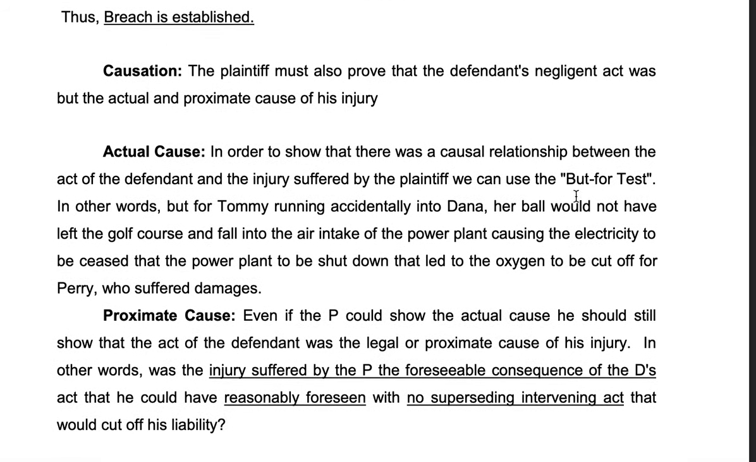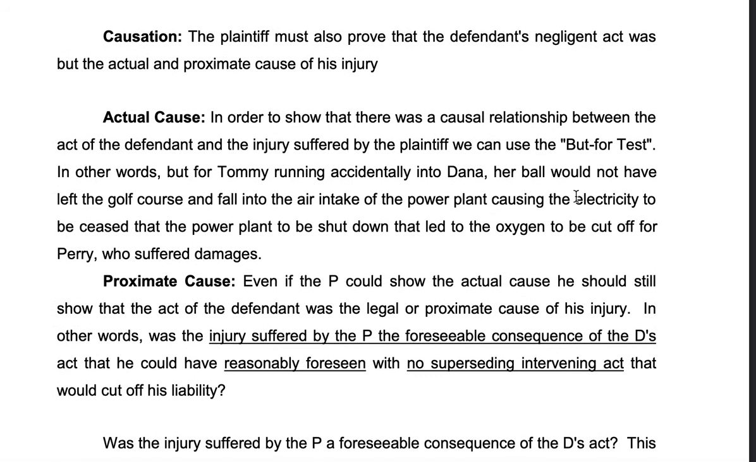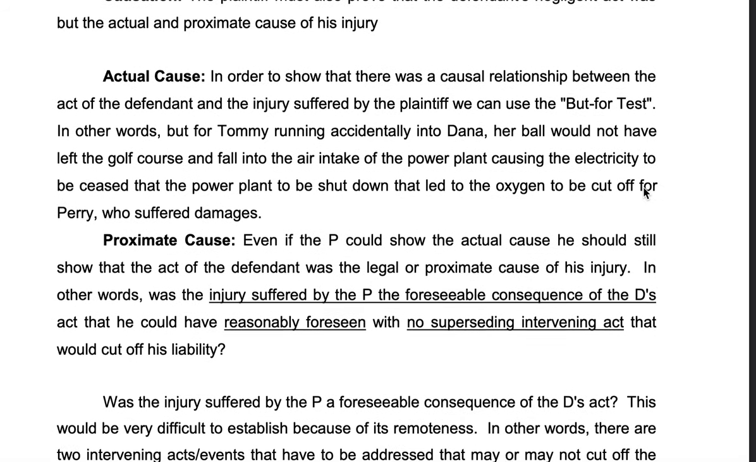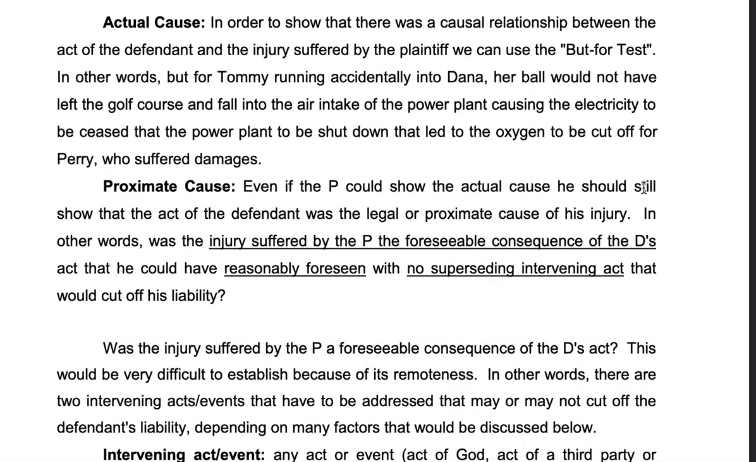Okay, causation. Do you see how this is going through very detailed and carefully? This is a good answer. It's kind of long, but this is what you need to do. You need to break it apart. Causation. The plaintiff must also prove that the defendant's negligent act was the actual and proximate cause of his injury. More or less. Okay, that definition, I didn't like it, but, you know, that's good enough.